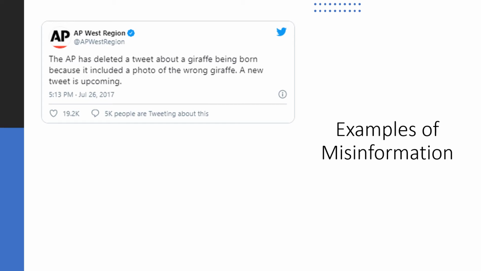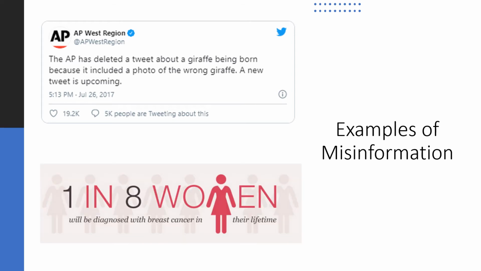It's false information that is spread, but there wasn't necessarily intent to mislead, but false information regardless. Another example is this: 1 in 8 women will be diagnosed with breast cancer in their lifetime. So this would imply if there are 8 women in a room, one of those women will likely be diagnosed with breast cancer in their lifetime.